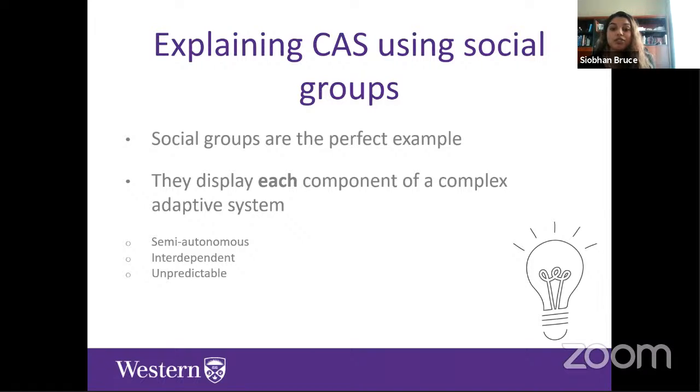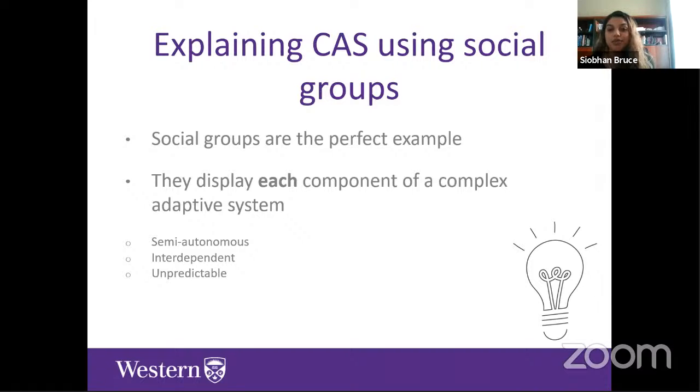What I was drawn to about this topic was the generalizability of social groups. And what I mean by this is that everyone has had some sort of social relationship experience with another person, so readers would be able to relate more easily. After doing some research and an introspective look at the social groups and relationships that I have, it became apparent that social groups display each component of complex adaptive systems. And just to be mindful of the time that we have here today, I'll only highlight a couple elements such as semi-autonomous, interdependent, and unpredictability.